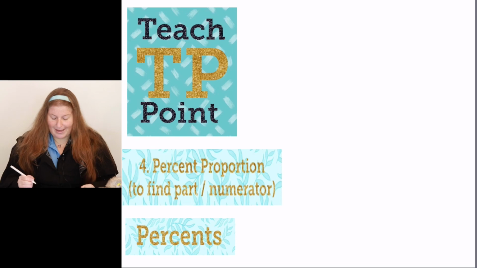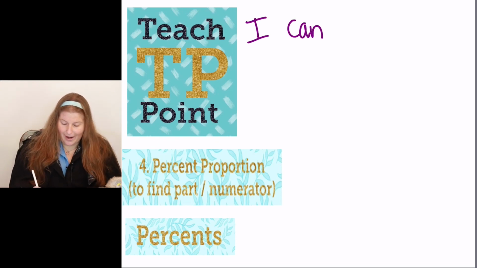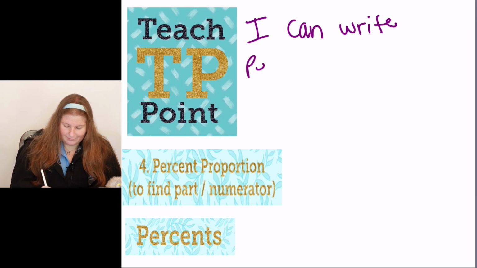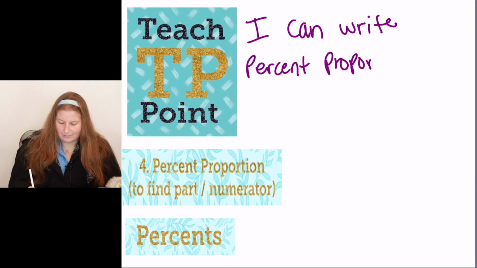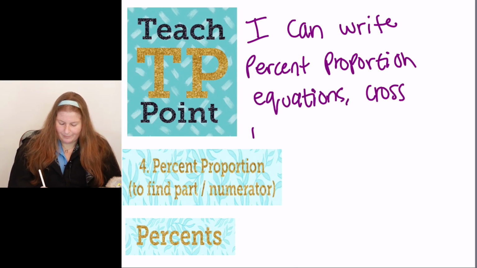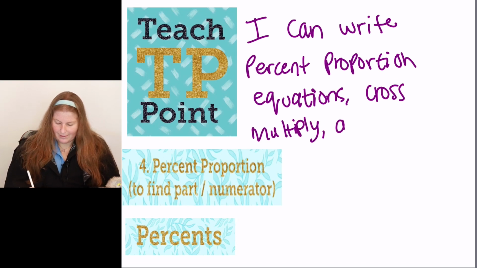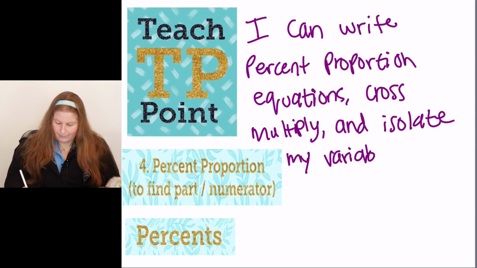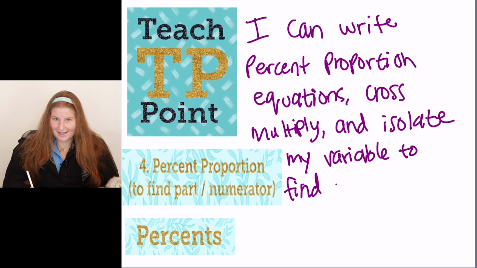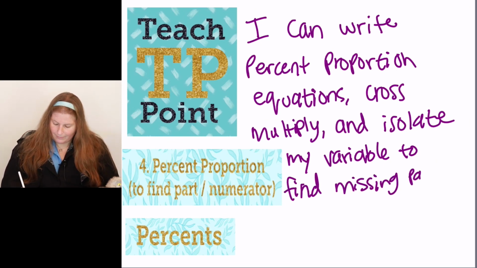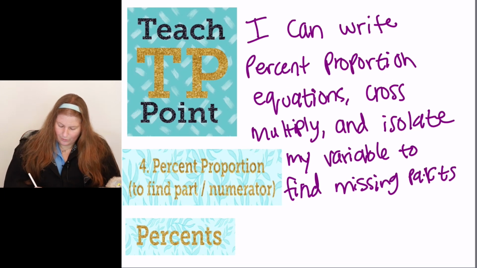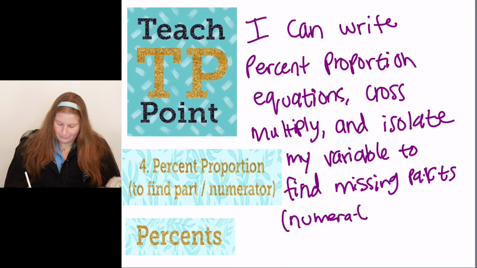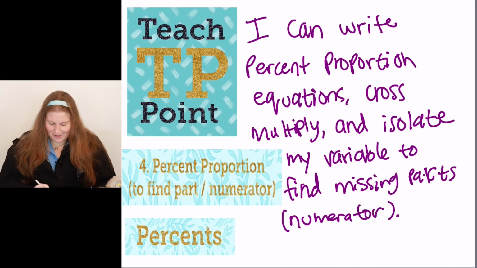Let's write our teach point. What I want you to remember that you can do today and every day is I can write percent proportion equations, cross multiply, and isolate my variable to find missing parts, or the numerator. Write that down and then we'll get started.